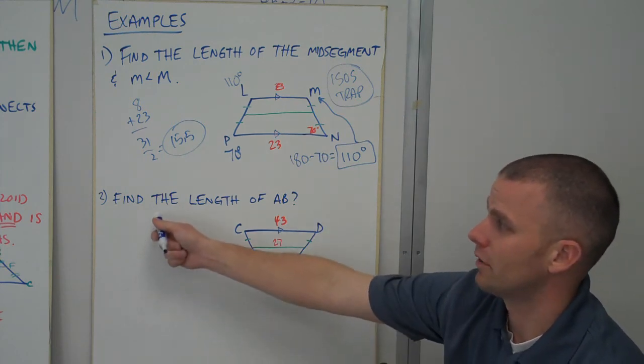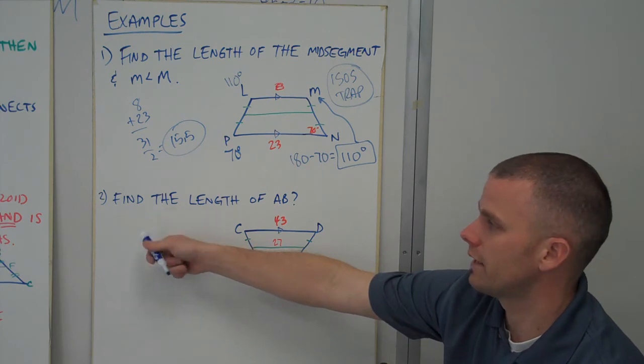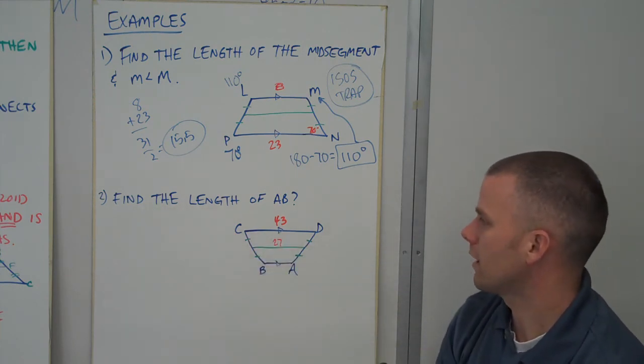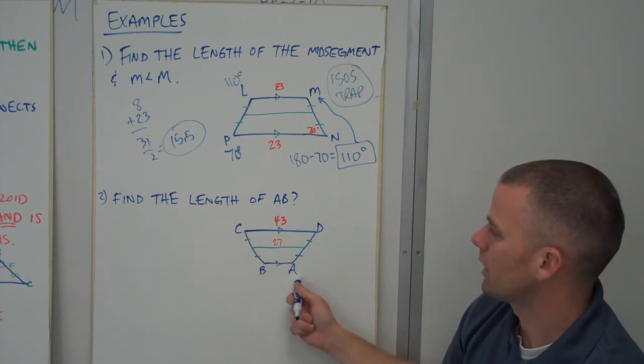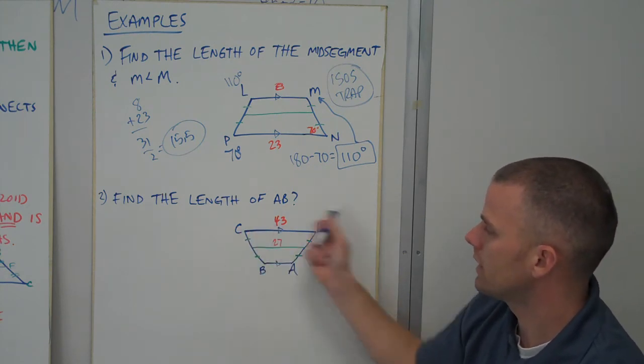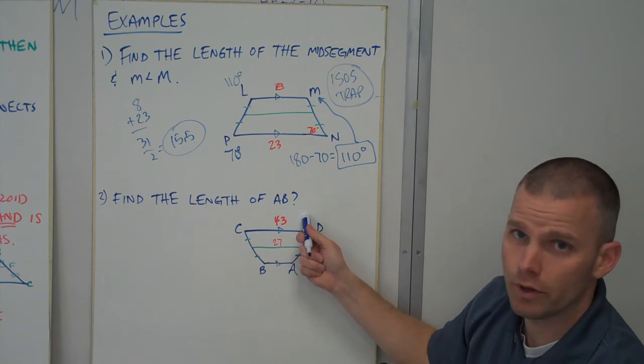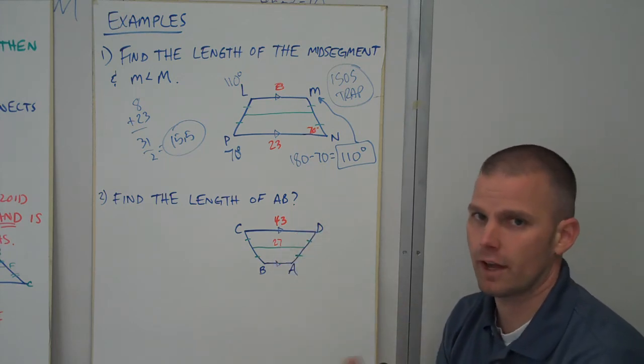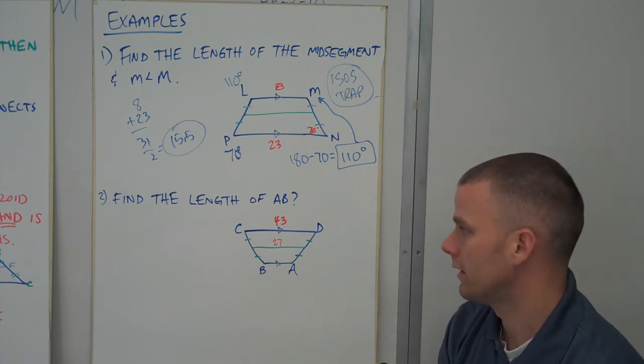Cool. And so then finally here, example 2, last example of the day, or if you're watching this at night, tonight. Find the length of segment AB. So again, here we've got a trapezoid, ABCD. This base is 43. The length of the midsegment is 27. So here we're going to have to kind of work backwards. A couple different ways to go about it.